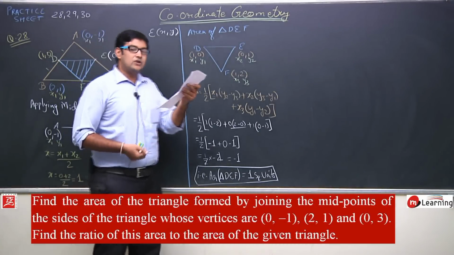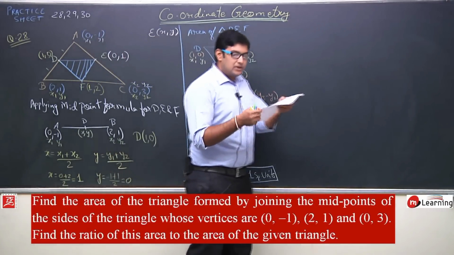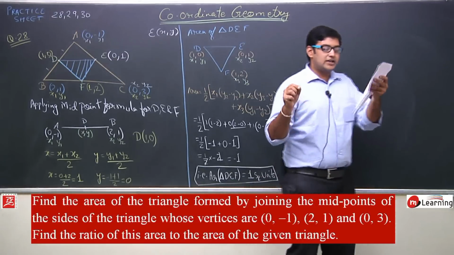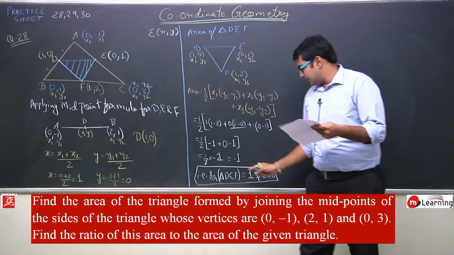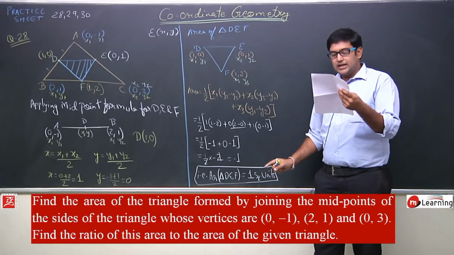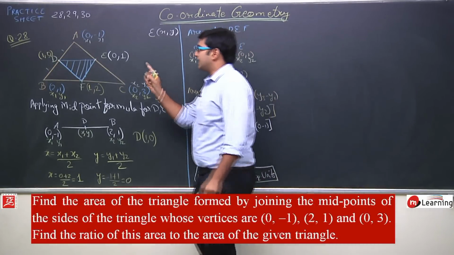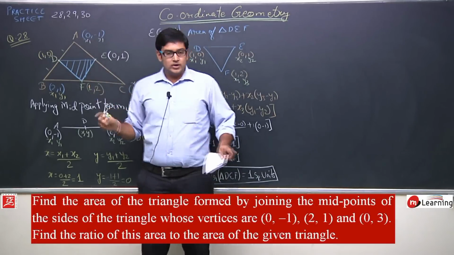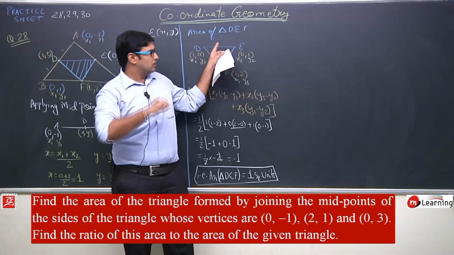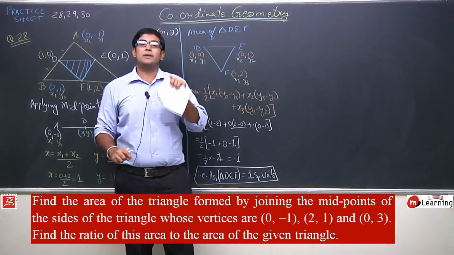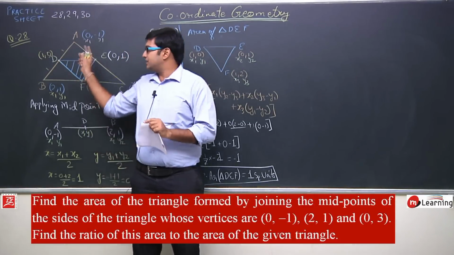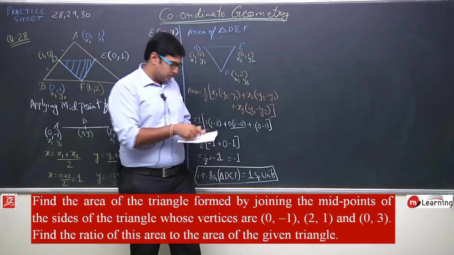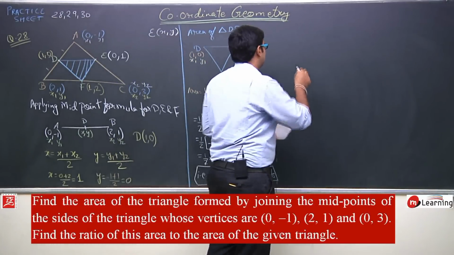तो क्या क्वेश्चन कंप्लीट हो गया? No. क्वेश्चन में अभी पूछा जा रहा है find the ratio of this area to the area of the given triangle. The given triangle is ABC. तो इसका मतलब मुझे ABC के एरिया को इस DEF के एरिया से कंपेयर करना है. इसका मतलब मुझे ABC का एरिया भी डिटरमाइन करना है. So let us determine the area of triangle ABC.